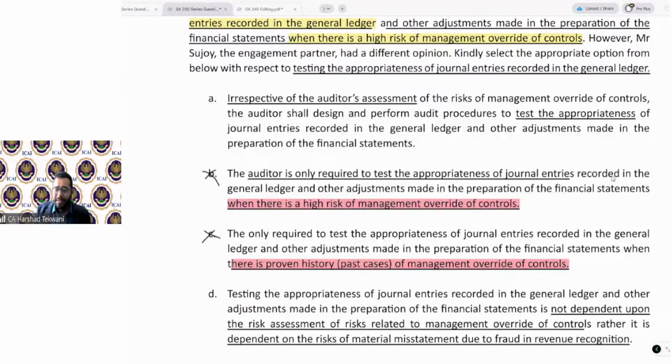Clear? So that is also incorrect. D is not dependent upon the risk assessment or risk related to management override of control. That is incorrect. Hence, the correct option is A. Irrespective of my assessment as an auditor, I am required to test. Clear? Any doubt?